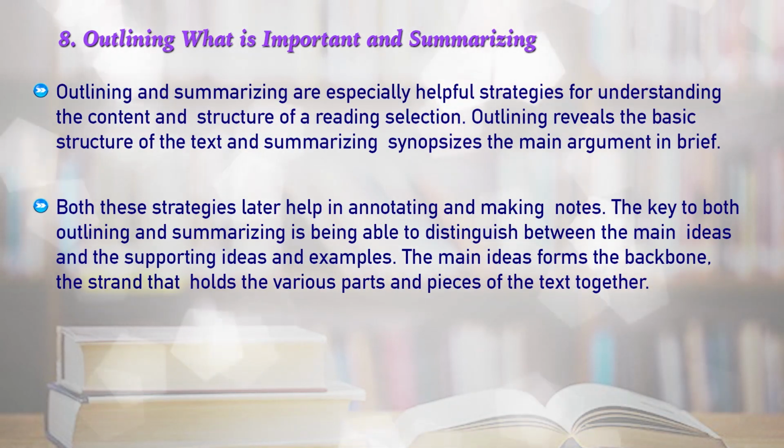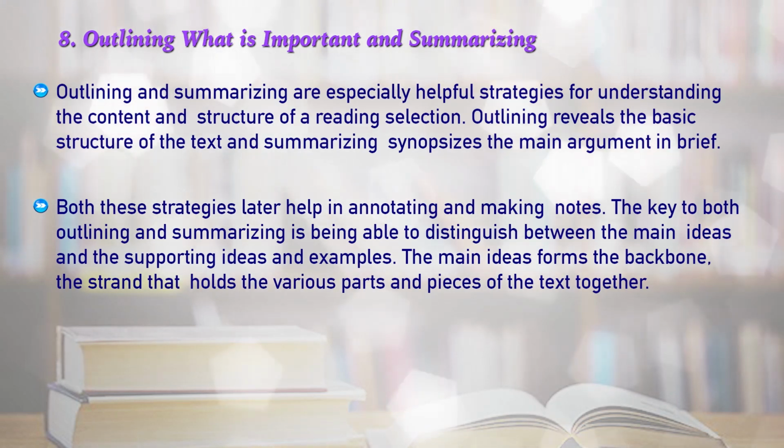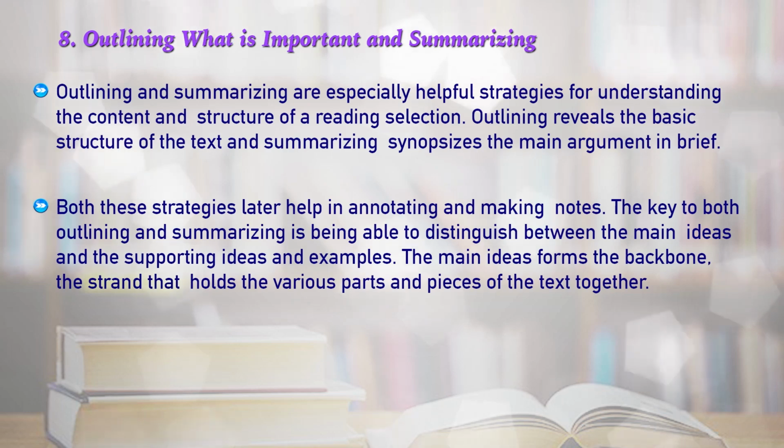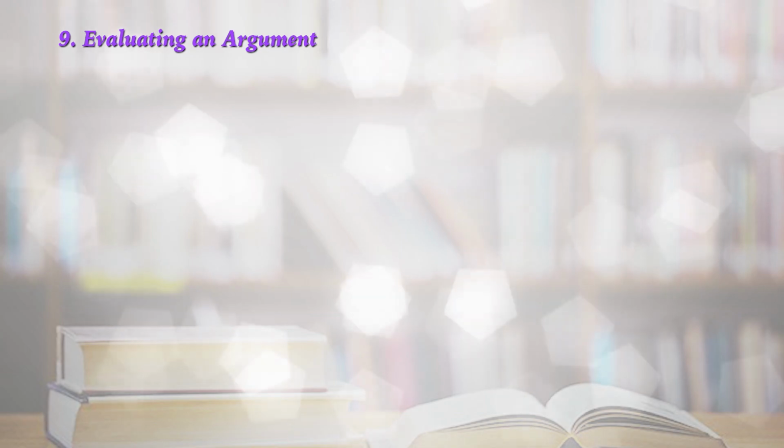The key to both outlining and summarizing is being able to distinguish between the main ideas and the supporting ideas and examples. The main ideas form the backbone, the strand that holds the various parts and pieces of the text together. Number 9. Evaluating an argument.